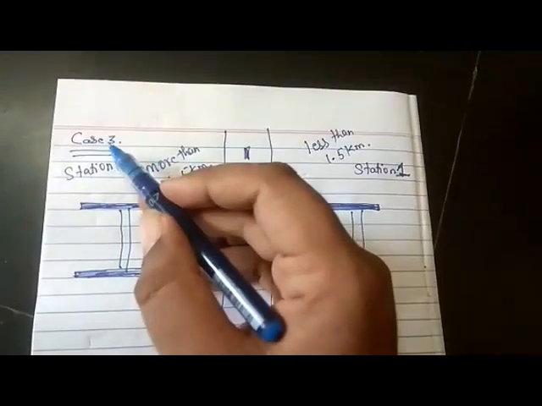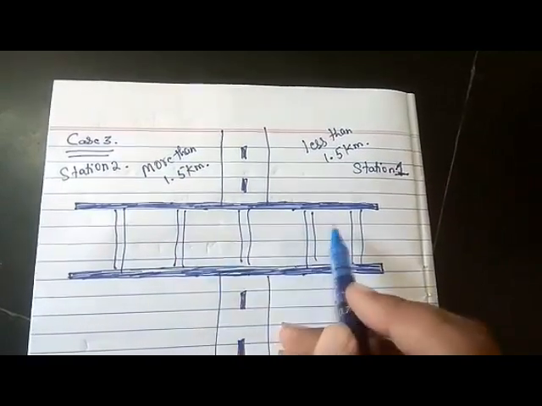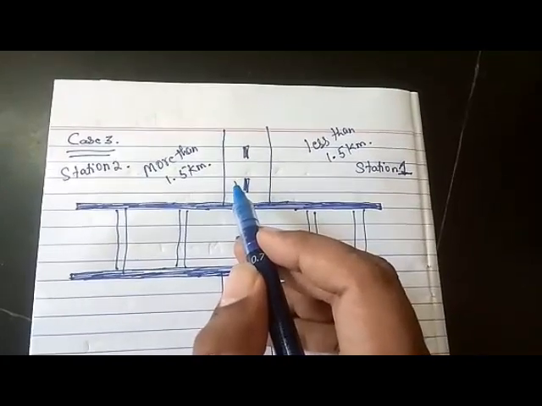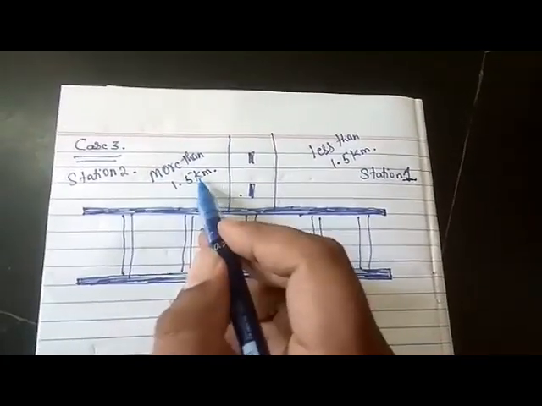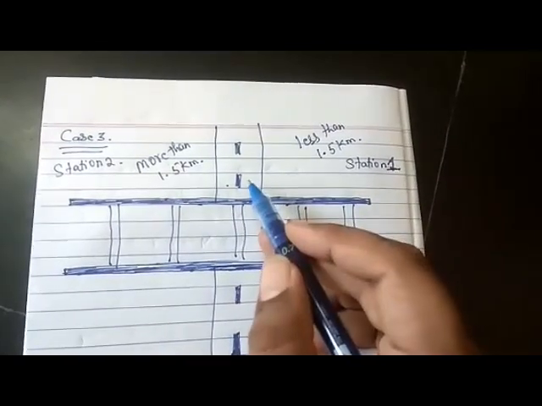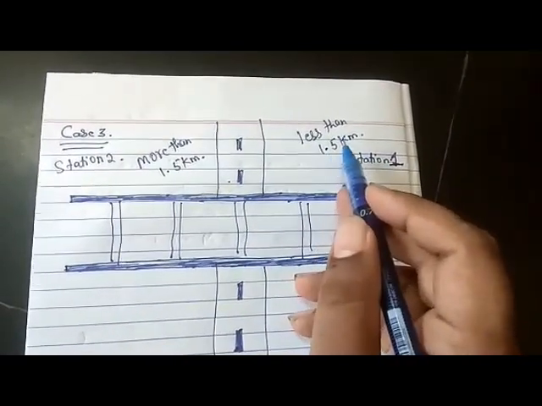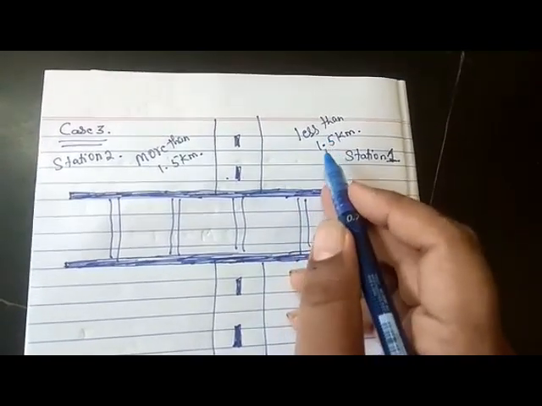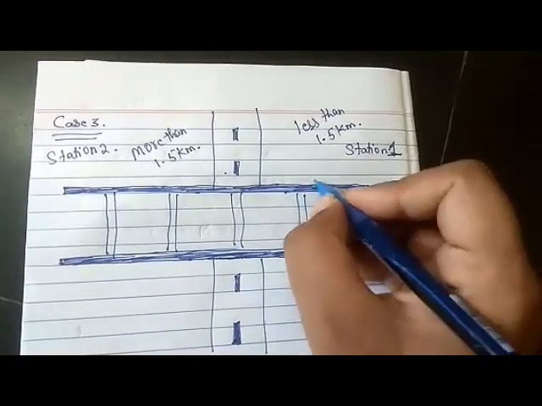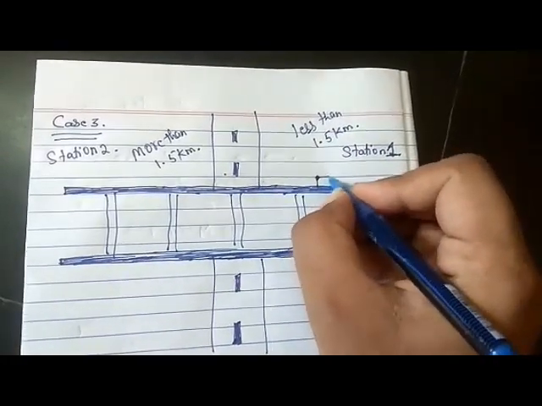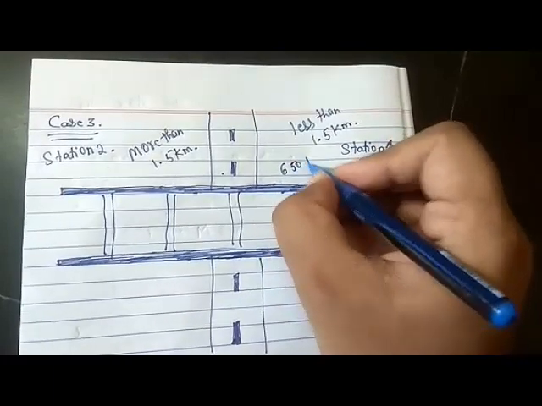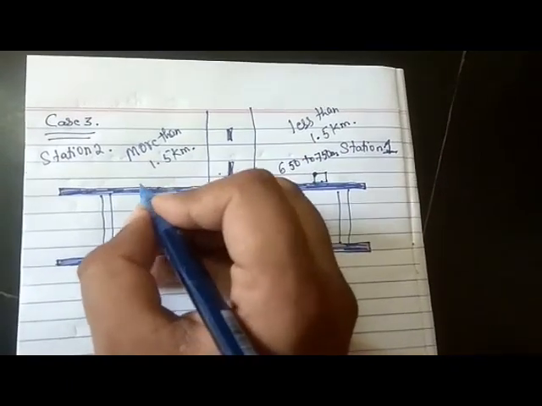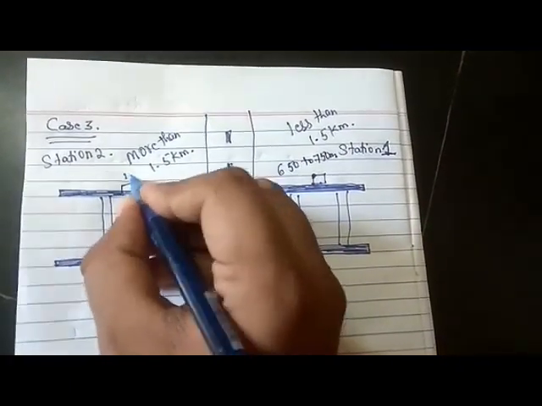So this is case 3. In this case 3, this is the railway track, this is the level crossing. The distance from the level crossing to station 2 is more than 1.5 kilometer and the distance from the level crossing to station 1 is less than 1.5 kilometer. In this case, for less than 1.5 kilometer, the sensor will be placed 650 to 750 meters from the level crossing. And for more than 1.5 kilometer, the sensor will be placed at 1.5 kilometers from the level crossing.